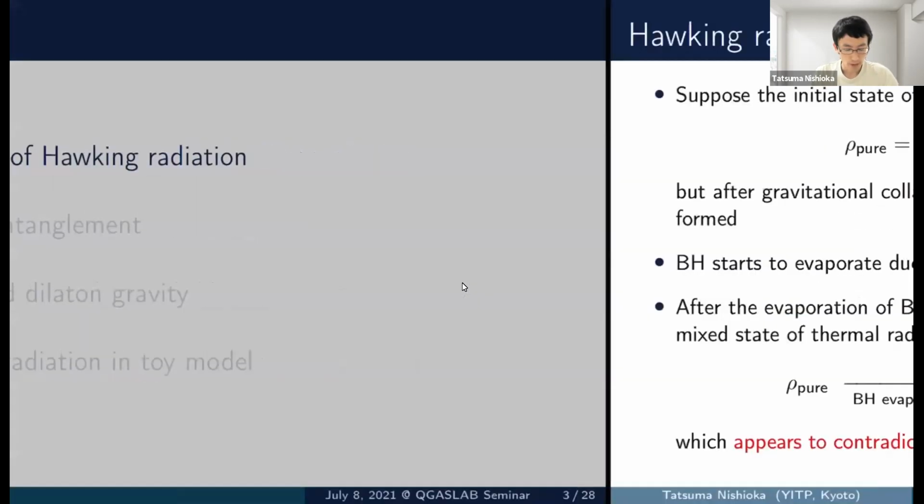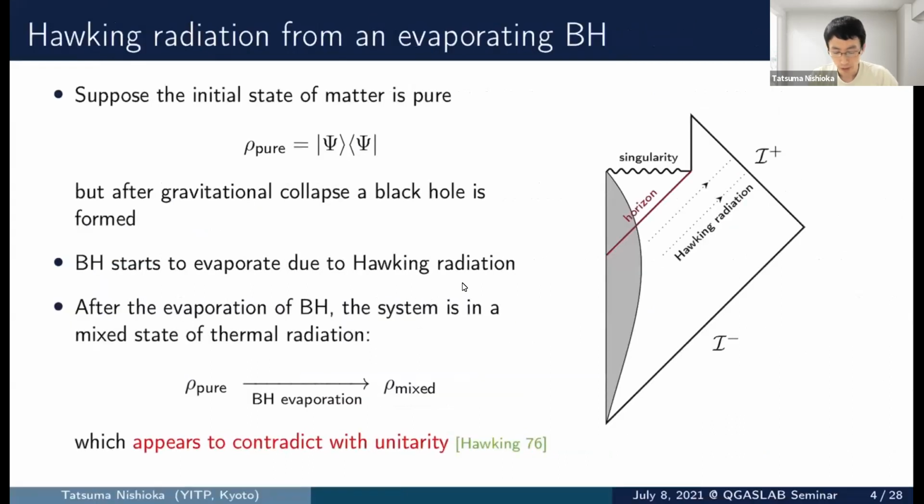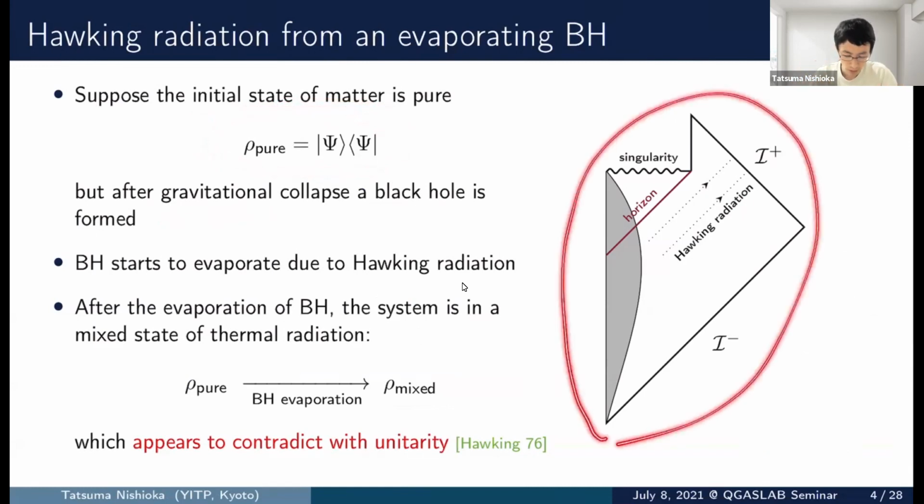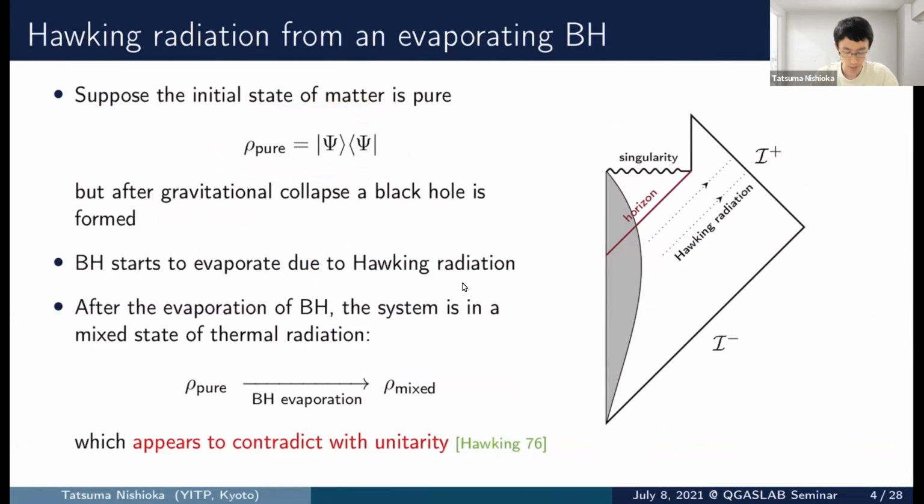Okay, so let me briefly review Hawking radiation and the information paradox. Let's start by thinking about some pure state. Let's suppose that you have some collapsing matter as an initial state, which is pure. This is an assumption. You let it collapse by gravitational force, and then eventually it becomes a black hole. This is the Penrose diagram of the collapsing matter, which becomes a black hole at some point.